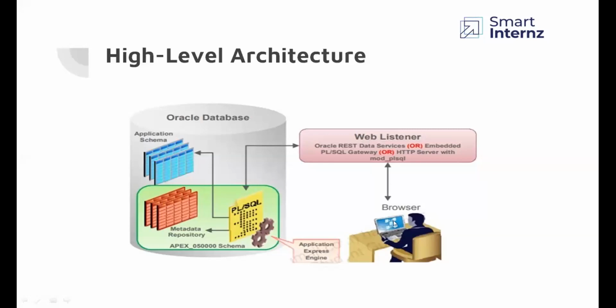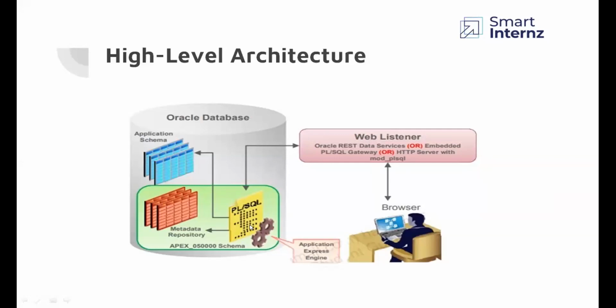Okay, this is just a simple and self-contained architecture. Hope you all understood the architecture. Let me repeat it again, in a single line. The user submits a request, it goes to the web listener. The web listener acts as a communicator between the Apex engine and the user, so it will carry it to the Apex engine. As soon as it touches the Apex engine, whatever component you have requested, whether it is a form, a report, a chart or a dashboard, it will come to the metadata repository and pick that.